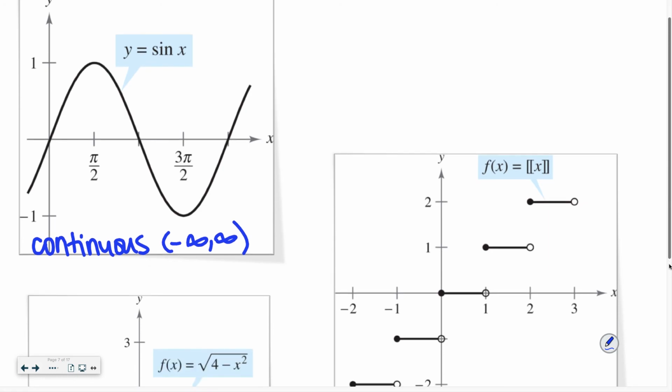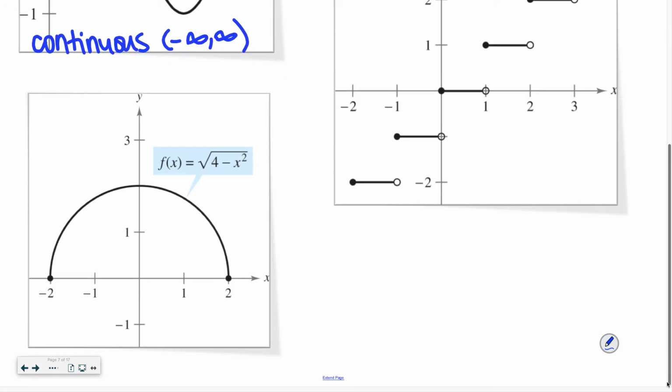Now, let's look at this semicircle. On the actual semicircle, do we have continuity? Yes. Now it starts and stops, so we would have to say that this is continuous from negative 2 to 2, because that's the only part of the domain that we have. Now what about my third graph? Do you remember what graph that is?